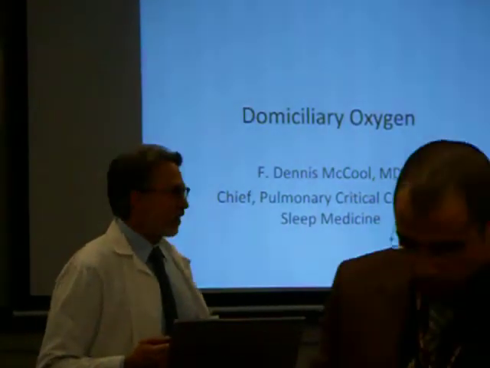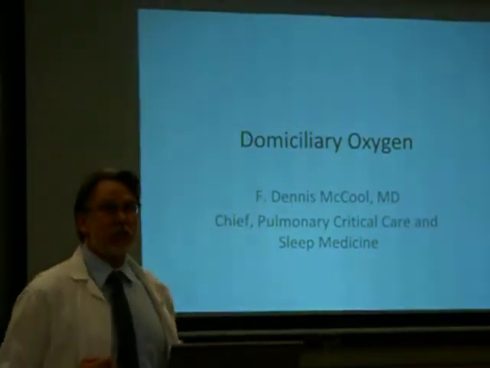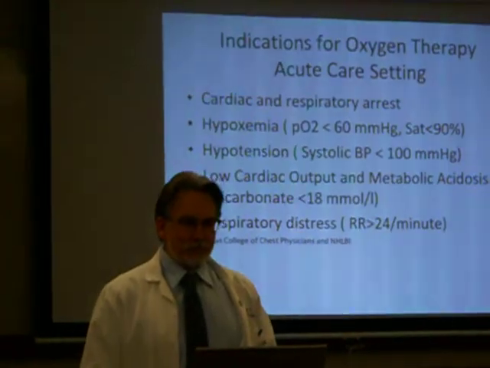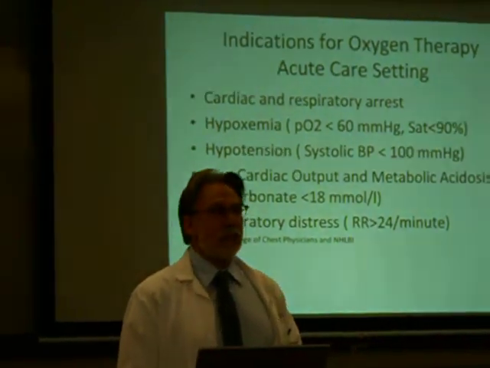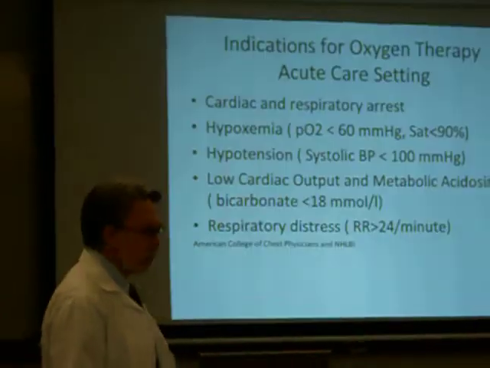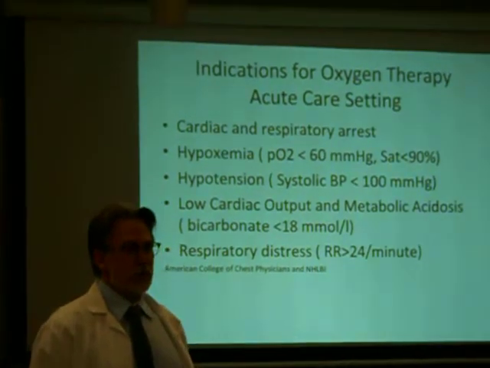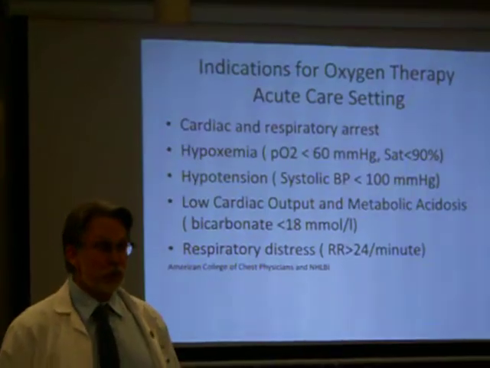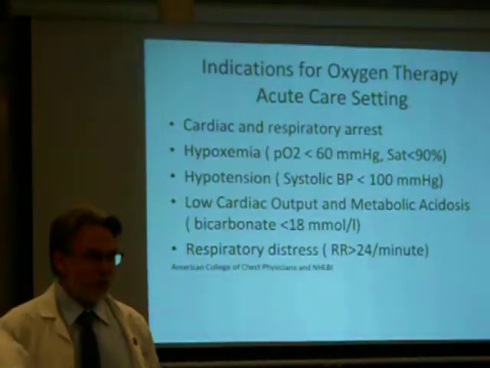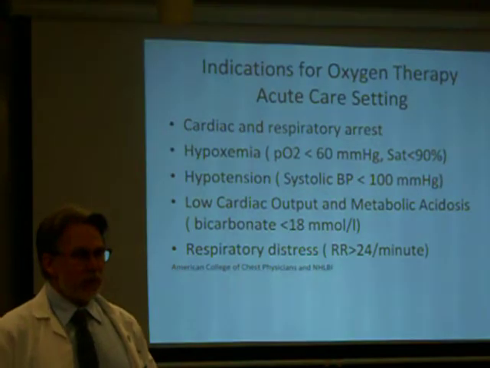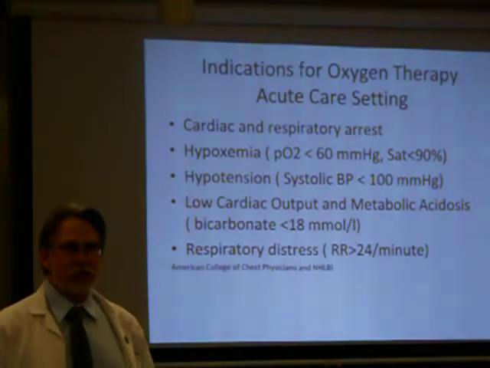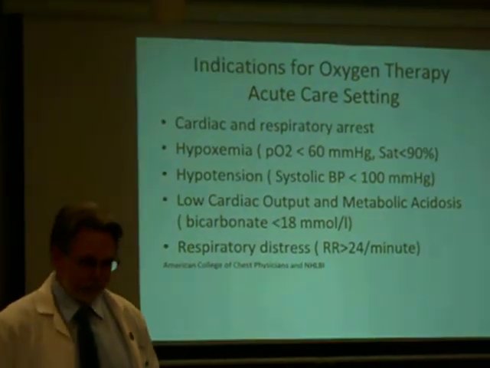hypoxemia. And again, what I'll be talking about most of the time is what do you do with your chronically hypoxic patients. But in the acute care setting, you often will order oxygen. And these are just some of the indications: obviously cardiac respiratory arrest. If you have someone with a PO2 of less than 60, hypotensive, certainly if they're cyanotic. If they have low cardiac output, metabolic acidosis, or if they appear to be in respiratory distress, usually you just don't think twice, you give people oxygen.